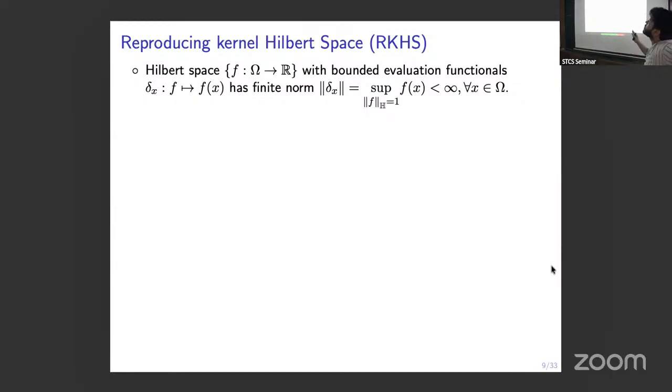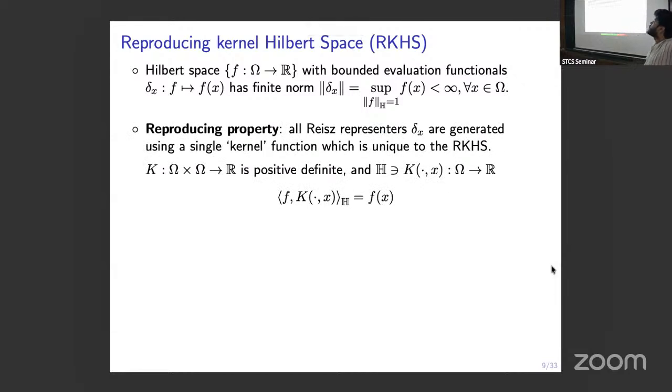This is a Hilbert space of functions with what are called bounded evaluation functionals. So what is an evaluation functional? You take the map that takes you from f to f of x. So f is an element in the Hilbert space, and f of x is an element in R, right? This linear functional has a finite norm. Whenever this happens, your Hilbert space is a reproducing kernel Hilbert space. It has this nice property that all these delta x's, the evaluation functionals, are generated using a single kernel function. That's why it's called a kernel function.